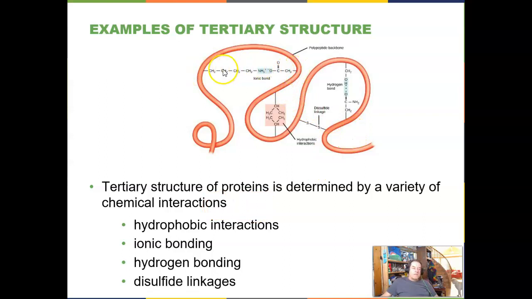Hydrogen bonds between side chains, sulfide bonds between side chains, hydrogen bonds. Here we've got a positive for a base and a negative for an acid, so ionic bonds right here. All of those bonds can set up this three-dimensional shape. And if you're paying attention, you'll notice that the sulfide bond is a covalent bond, as is right here. That's a fairly strong bond.